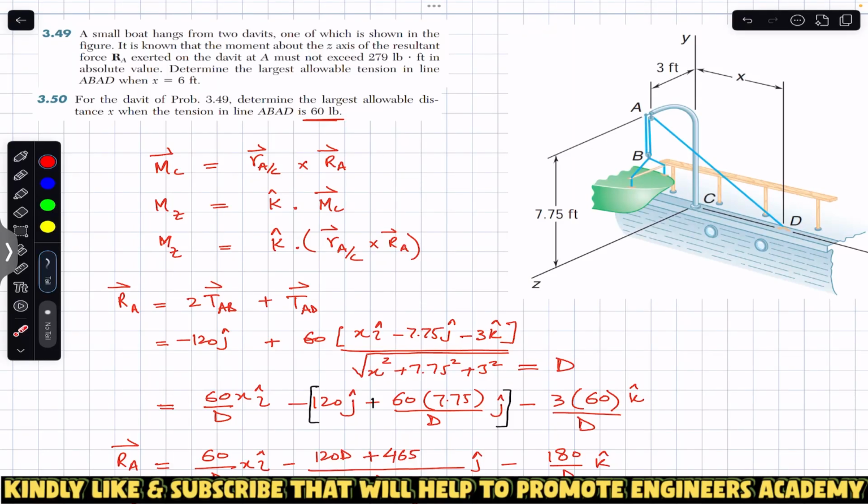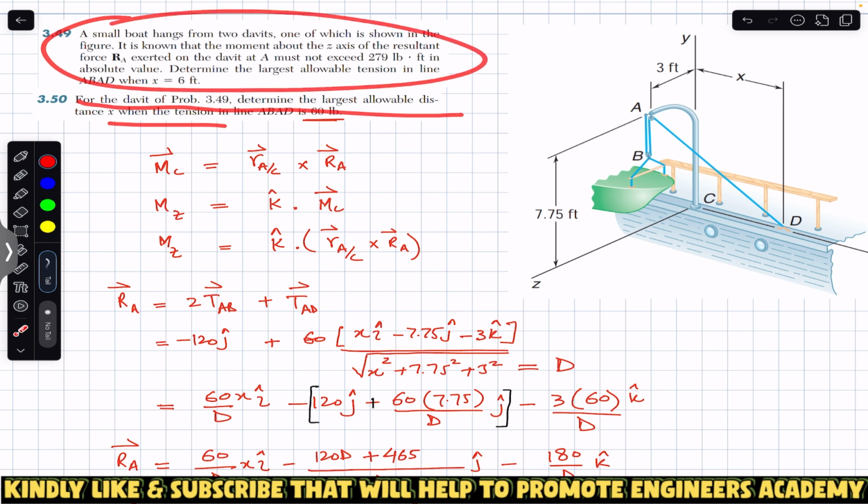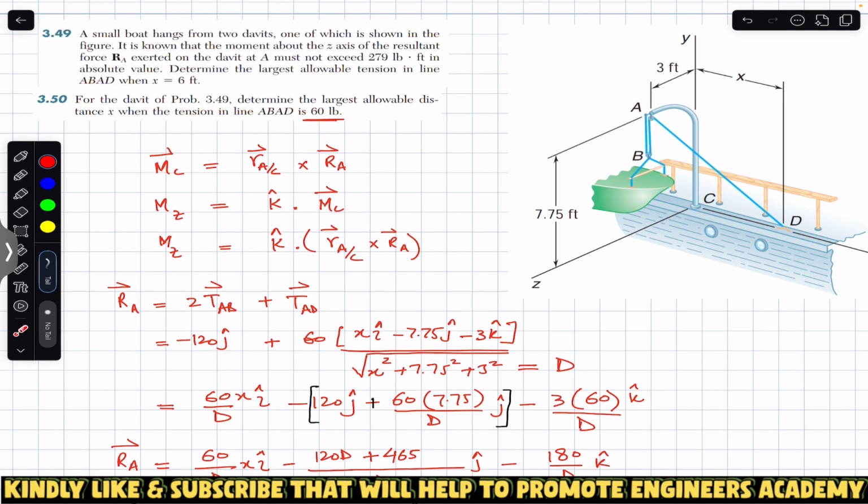Today in this video we are going to discuss this particular problem, 3-49. We have already solved this problem in the previous video, but now the problem has changed a bit. Now the problem says: for the davit of problem 3-49, determine the largest allowable distance x when the tension in line ABD is 60 pounds.